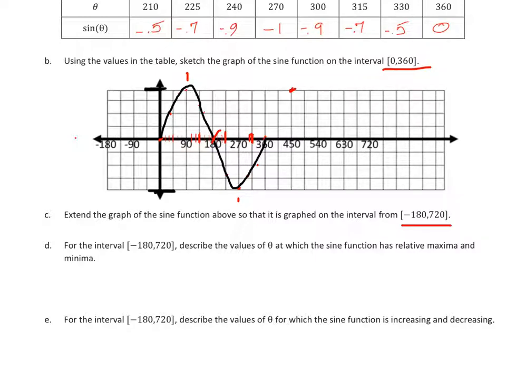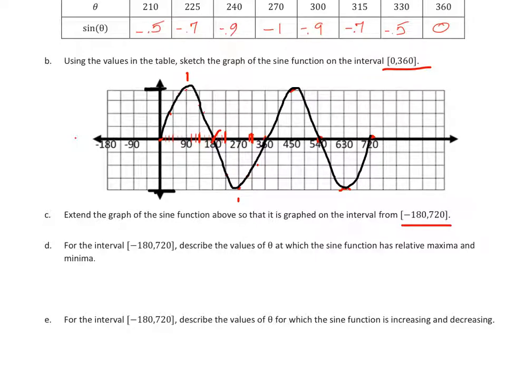450, and then it's going to cross the x-axis at what measurement? And it's going to be a minimum at which one? 630, and then back to the x-axis? 720. So graph that out and see if we come out like that. Yep, looks consistent.